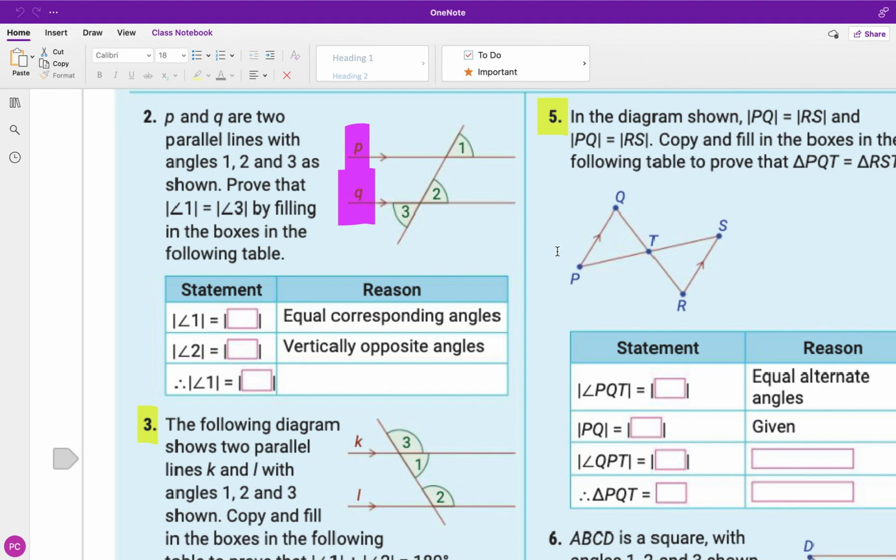Angles 1, 2, and 3 are shown. So they're showing you angles, and you remember now from earlier on, a couple of weeks ago, we were talking about alternate angles and corresponding angles. So keep that in the back of the mind when you're going through these.